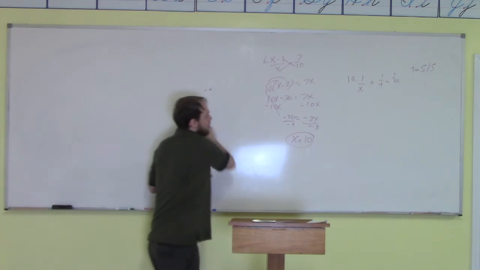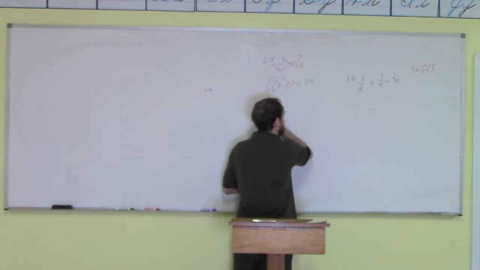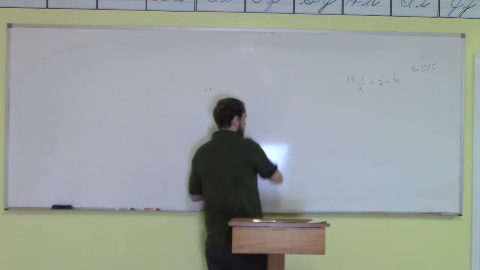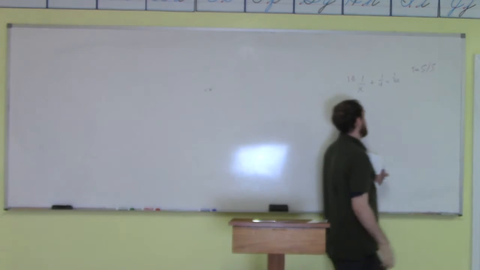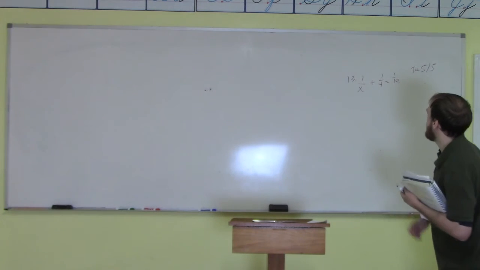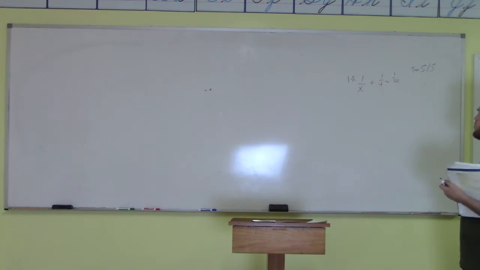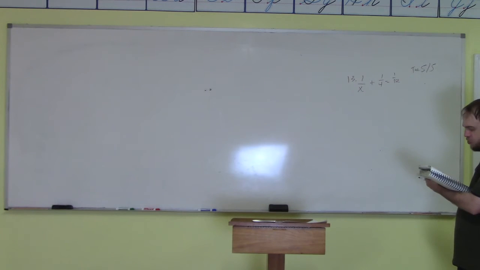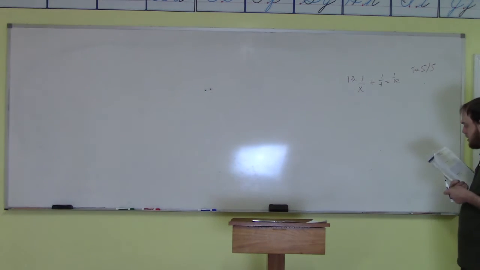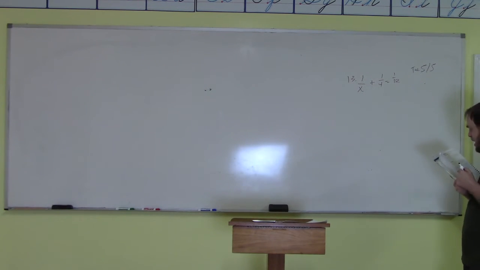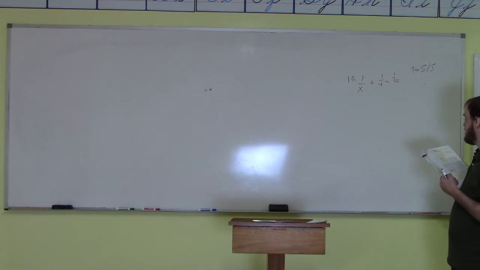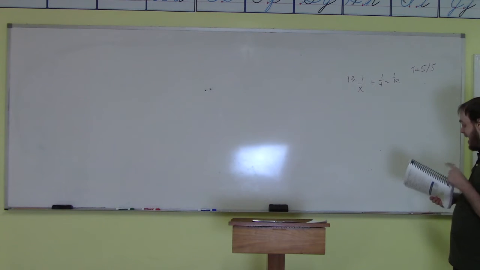All right, now I'm going to look at number 13. Notice it works a little bit differently. We have 1 over x plus 1 over 4 equals 1 over 12. So notice now I don't just have one fraction equals another. I have to actually solve this by finding a common denominator, that way I can add.